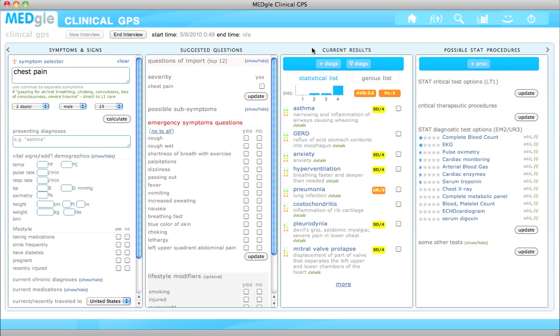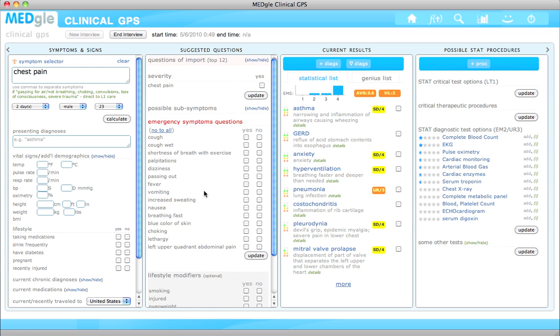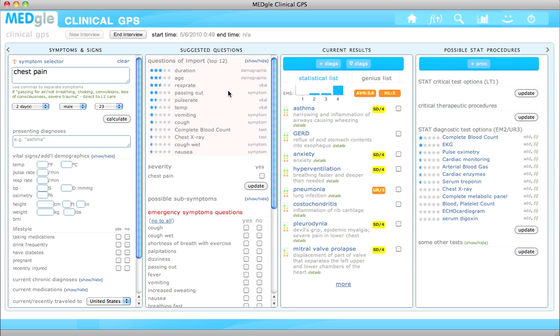What we can see here is that three columns are now filled in. The second one gives our suggested questions, such as how severe is it, and the potential sub-symptoms it may present from chest pain. Third is our emergency symptom questions, and lastly our lifestyle modifiers. These are all based upon the results that make sense for a 23-year-old with chest pain for 2 days. We've also added our sensitivity analysis, which allows us to cross between symptoms and additional symptoms, vitals, tests, etc., to understand what the important next steps potentially are.